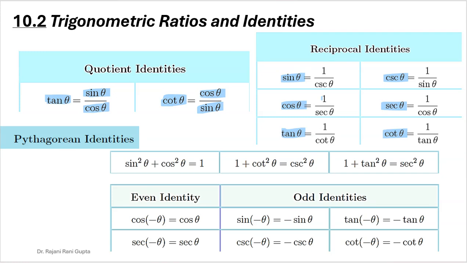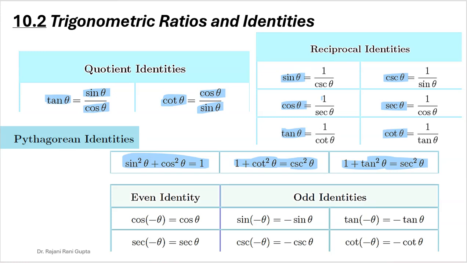In addition to that, these are three important identities that you should know. Sine square theta plus cos square theta is equal to 1. 1 plus cot square theta is cosecant square theta. 1 plus tan square theta is equal to secant square theta.